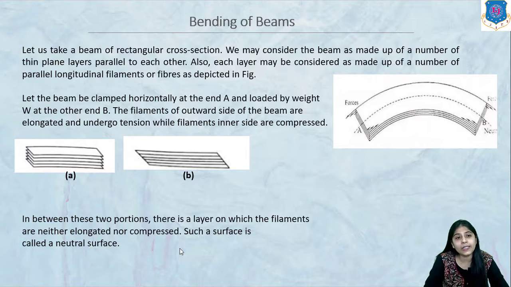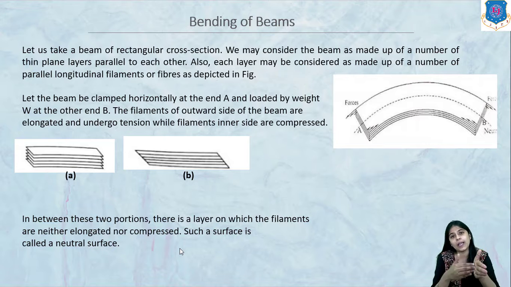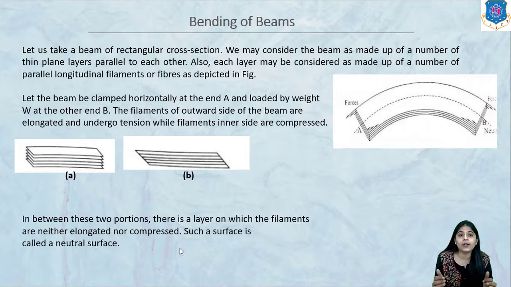Now let the beam be clamped horizontally at the end A and loaded by a weight at the other end B. As you can see in the figure, a bent beam is shown. It is supported at A and loaded at B. Due to the load, bending will be there in such a way that the filaments on the outer side of the beam are elongated and undergo tension, while the filaments on the inner side are compressed.